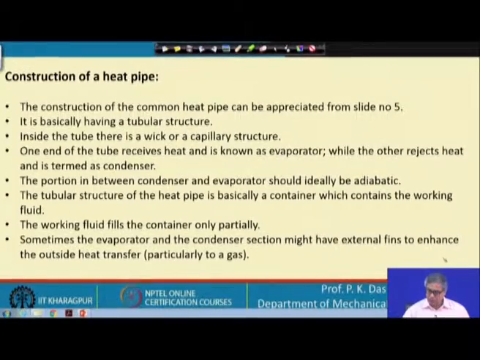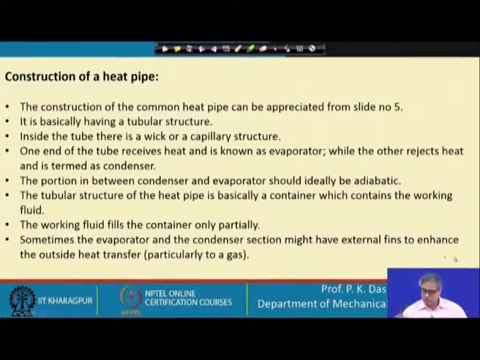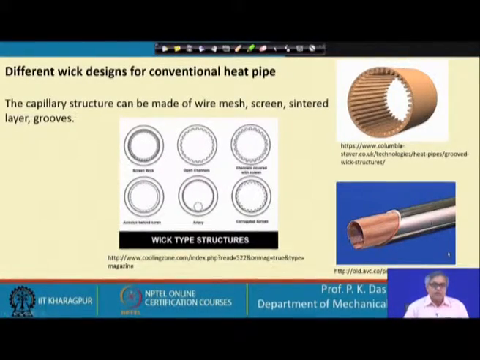Out of all these things, what is very unique in heat pipe construction is the wick. Here I have shown different kinds of wicks commonly used in a heat pipe. I would like to mention that these are not all inclusive, there could be many other designs of wick structure. In this particular case we have the screen type of wick.